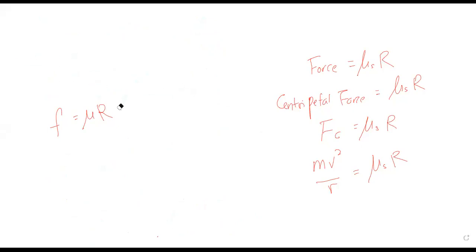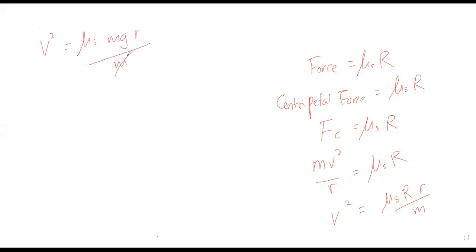So from here, what is v squared? v squared will be equal to mu_s, replaced with mg, times r, divided by m. So from here, v squared, because R is equal to mg, is mu_s mgr over m. So the m can cancel each other. At the end, we get that v squared is equal to mu_s r g.